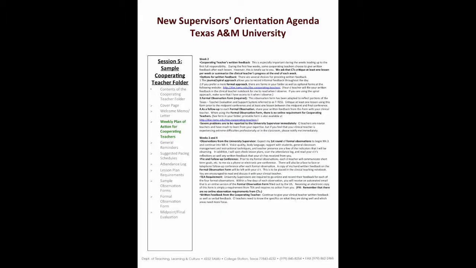On the next slide, the details continue with week 2. Note the options for written feedback. There are 4 numbered items under this bullet. Be specific with the options when you compose your handout for cooperating teachers. Note the reminder that severe problems are to be reported to the university supervisor immediately.